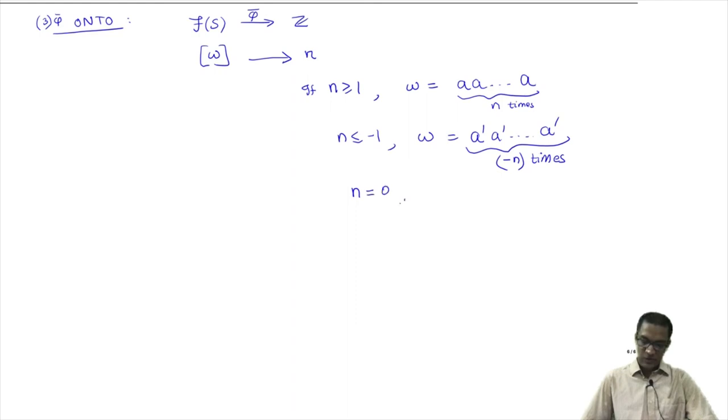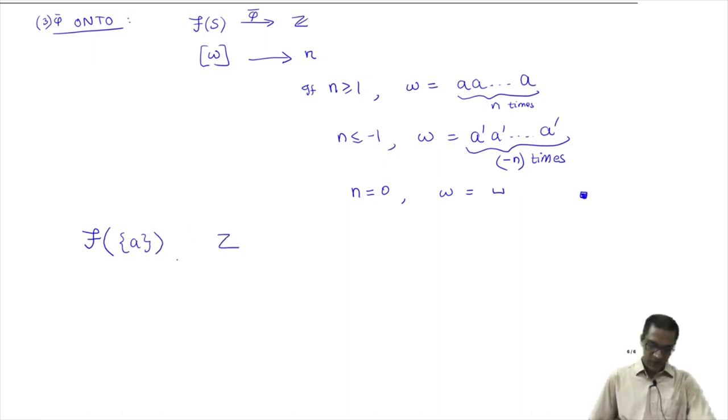And then finally, if n is 0, of course, that's the easiest case. I can just take W to be the empty word, and phi bar of the empty word is, of course, just 0, okay? So we have managed to show that this is an isomorphism, and so that's a nice tractable example. But something to keep in mind is that this proves our claim that the free group on a singleton is just isomorphic to the group of integers. But as soon as the set S has two or more generators, this becomes a vastly more complicated group.